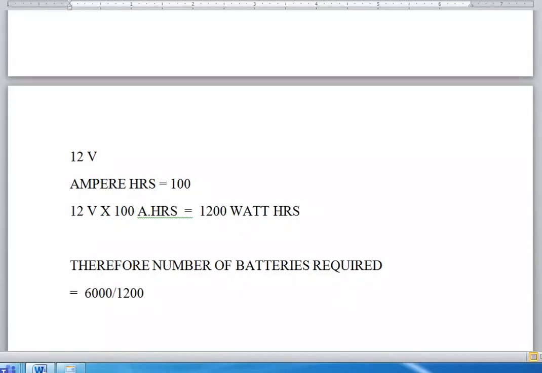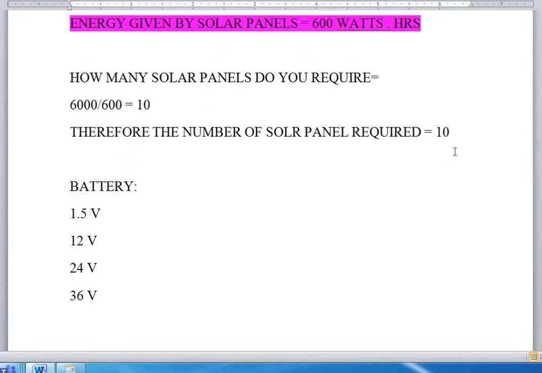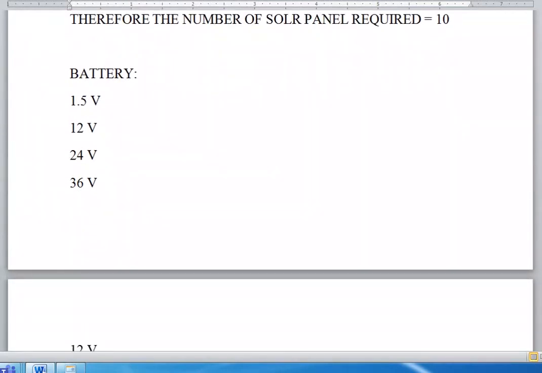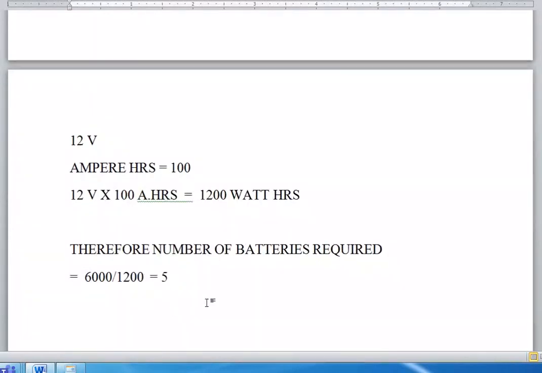So now what has happened, sir? You will have 5 batteries you are supposed to purchase. So now what have you done, dear children? You have calculated the total load, and then you have calculated the solar panels. So how many solar panels are there? Here, solar panels are 10, isn't it? 10 solar panels. Now the batteries, how many batteries do you require? You require 5 batteries.